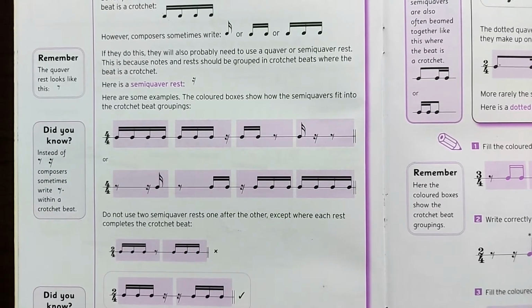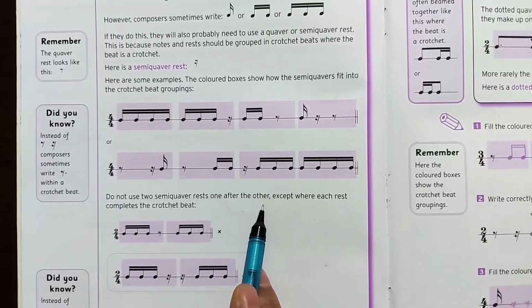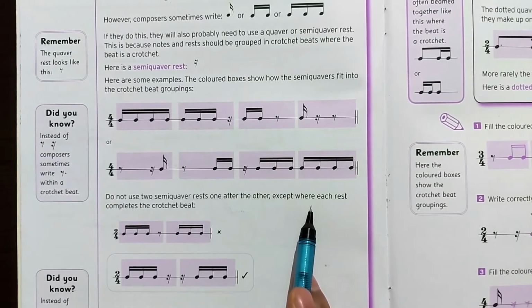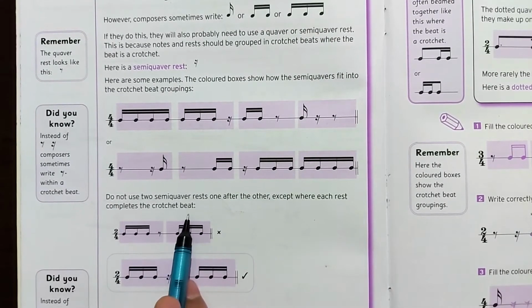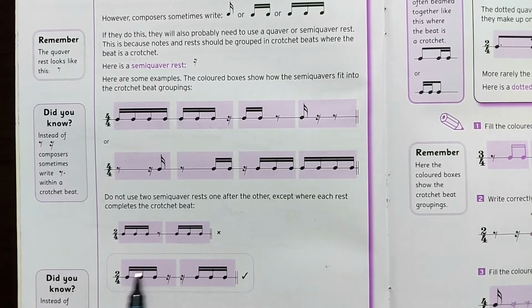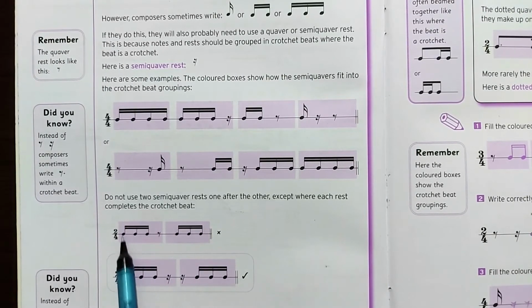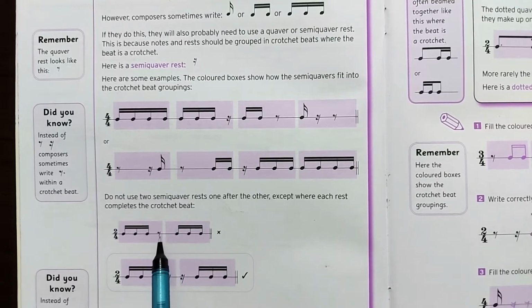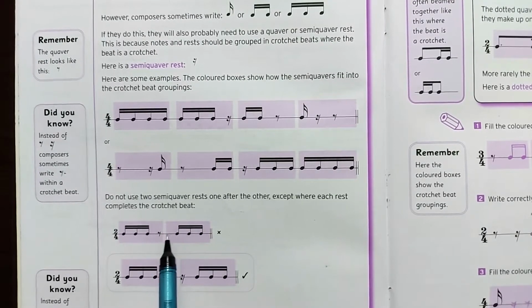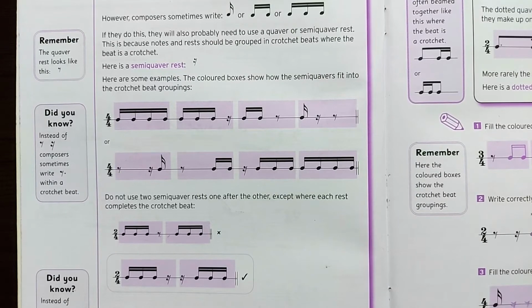For me, the most important thing over here is this one: do not use two semi-quaver rests one after the other, except where each rest completes the crotchet beats. Remember the crotchet beats. When you group semi-quavers in a crotchet beat value, you have to be very careful. If you see here, this is one crotchet beat value, and here this is shared by two crotchet beats. That is wrong. Here you have to make them separate. You will understand better when we go further in the exercises.